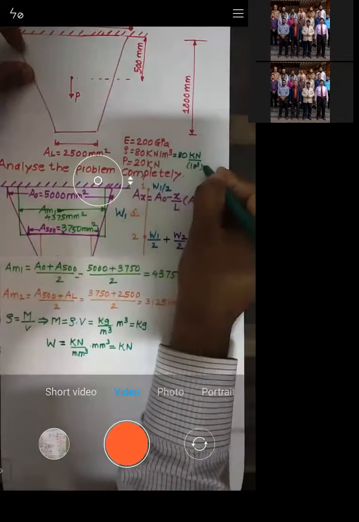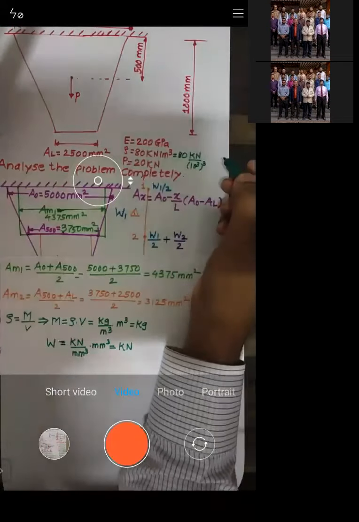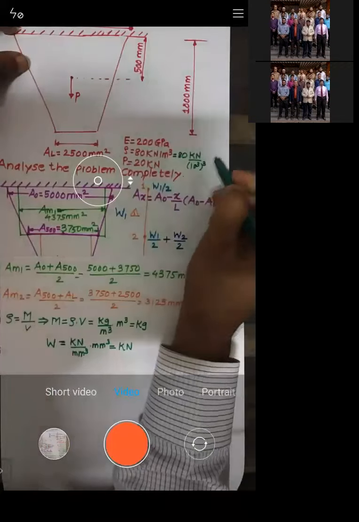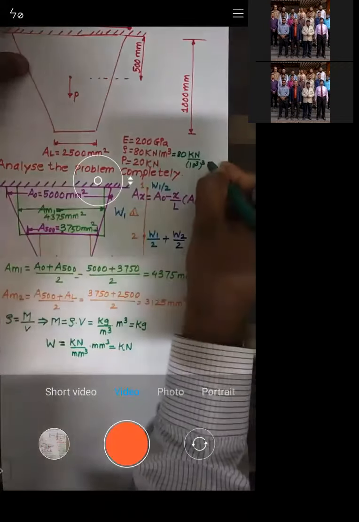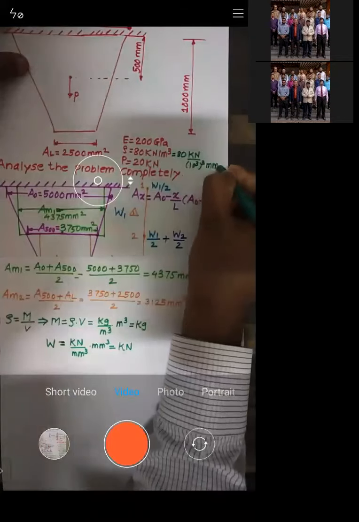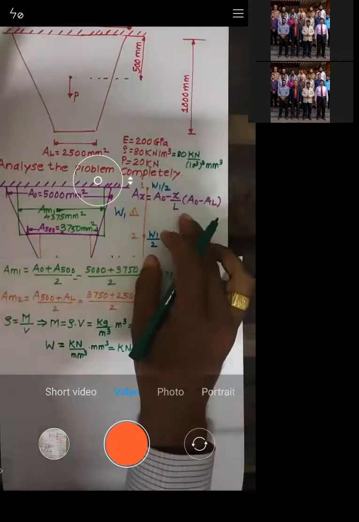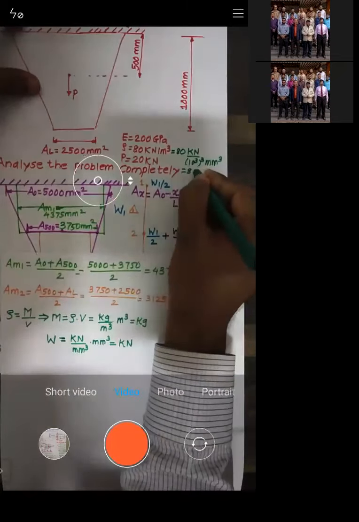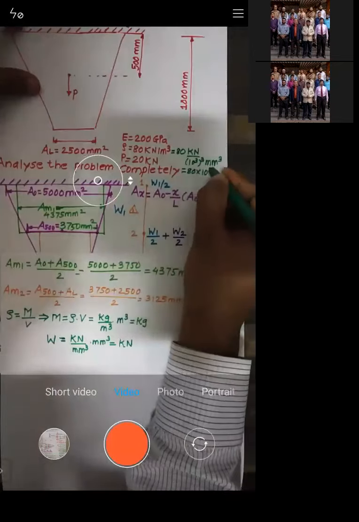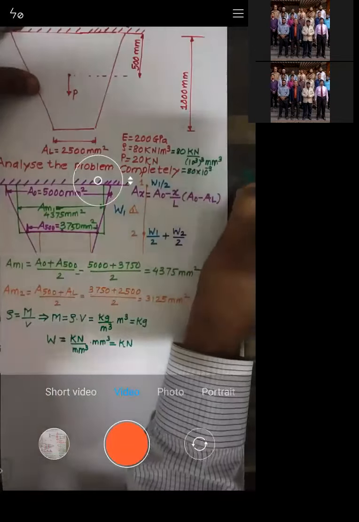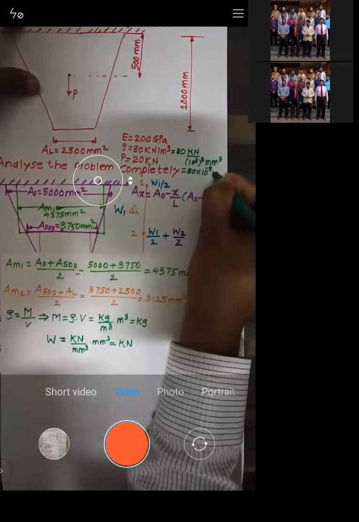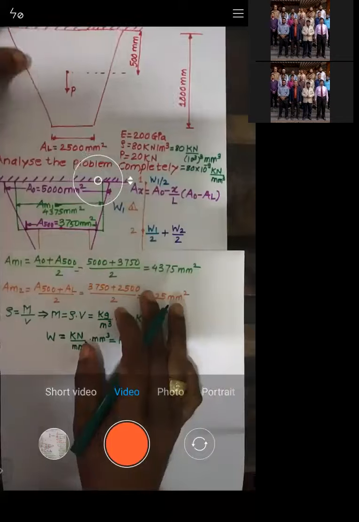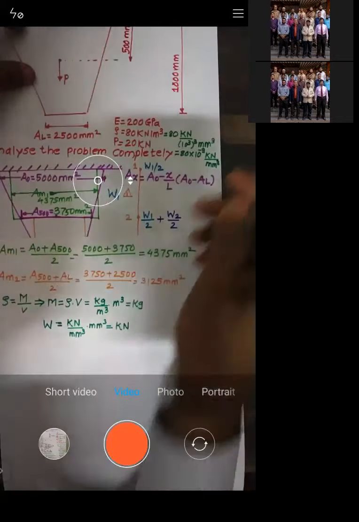This is how you'll convert meter to mm: just multiply by 10 raised to power 3, and its cube. So this is in mm cube, right? Kilonewton per mm cube, right? So what value will you get? I'll write it down here only. I'll get 80 into 10 raised to power minus 9 kilonewton per mm cube. Is that okay, all of you?